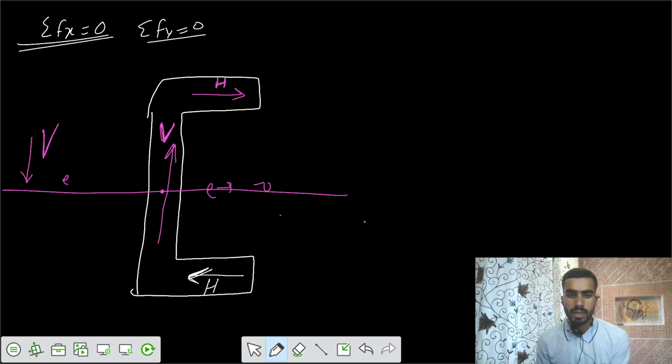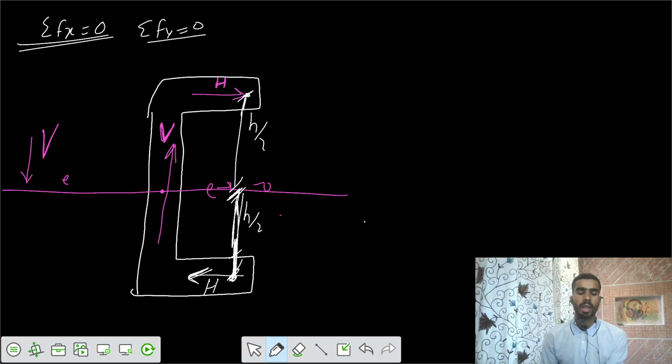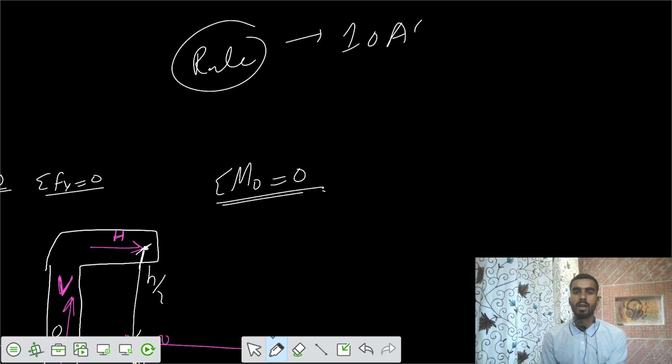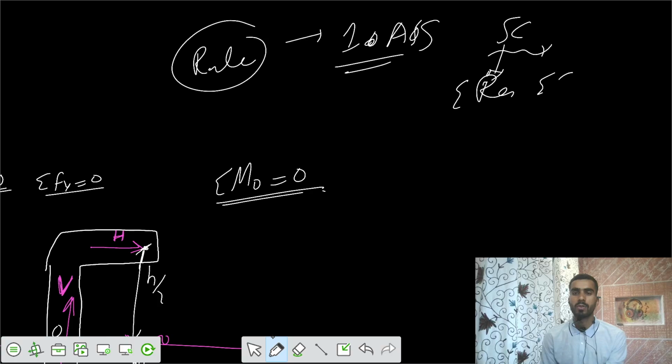Now I would say this is your h/2 and this one is your h/2 up to the center point. Center to center is your h/2. And if we apply the summation of moments about point O, we know from rule 2, if you have one axis of symmetry, the shear center would be at the location of the resultant of those shear forces, and if you apply the summation of moments at any point, you can get the value of the location of the shear center.